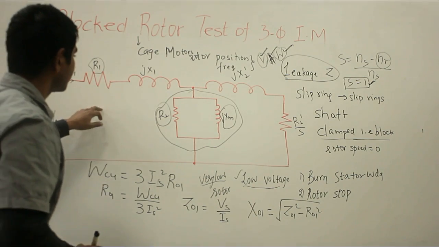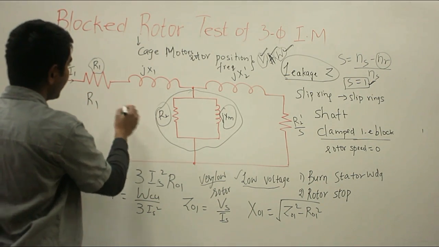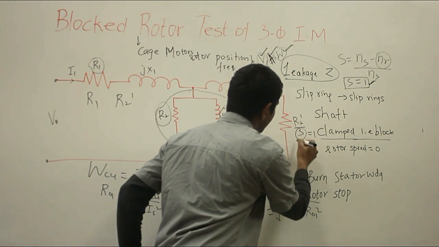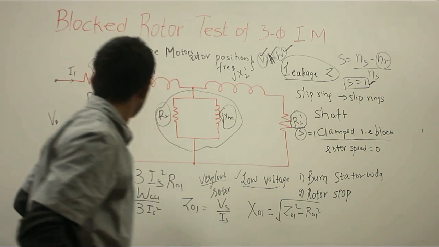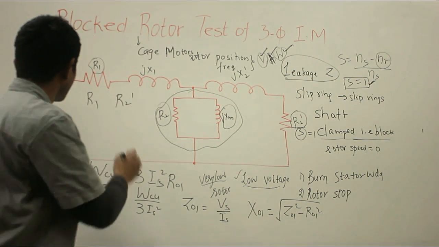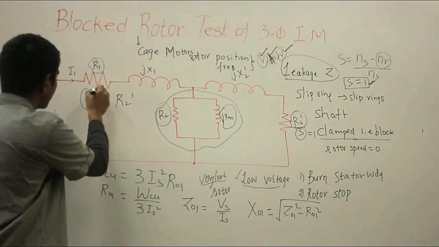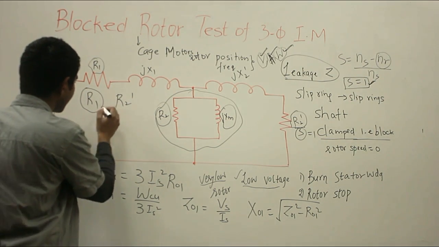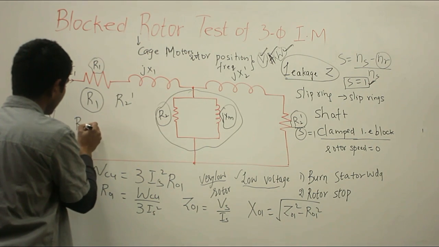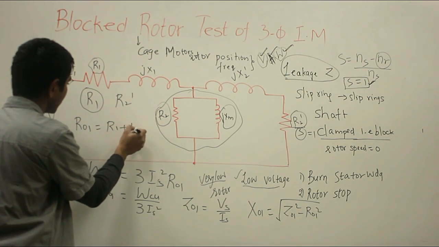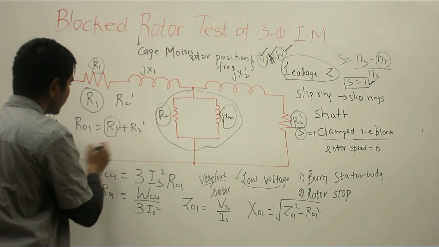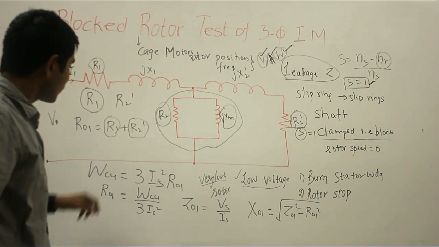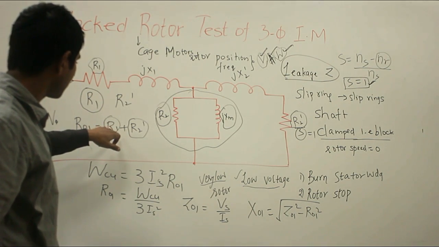Now to calculate R1 and R2 dash, as you have slip s equal to 1, this resistance will be R2 dash. To calculate R1 and R2 dash, a certain test has to be performed to know the stator winding resistance, and once you know it, we know that R01 is equal to R1 plus R2 dash. Once you know R1, you can calculate R2 dash as you know your R01. So we have calculated the motor resistance.